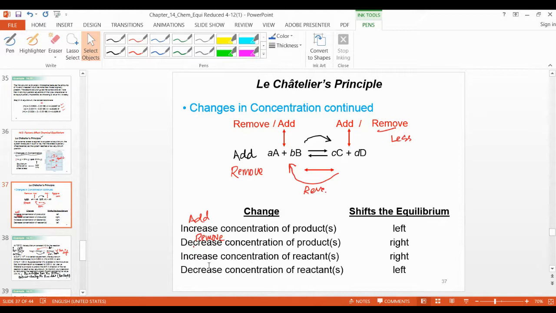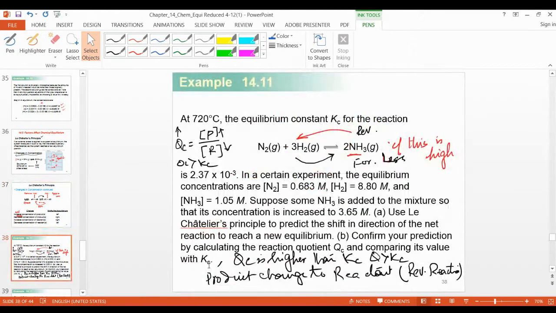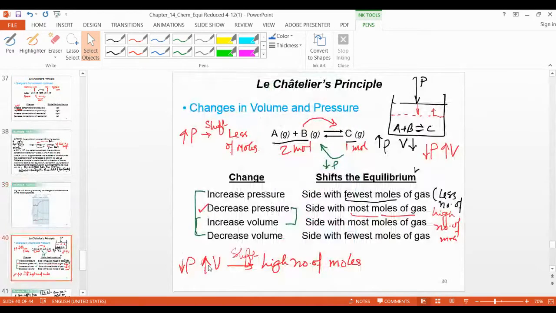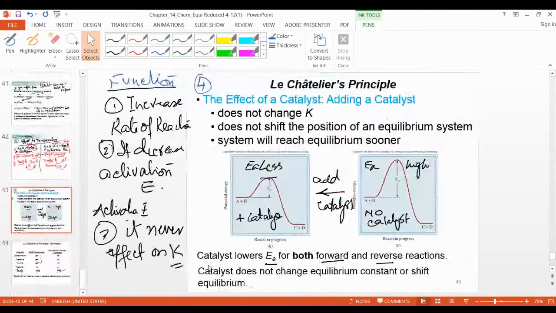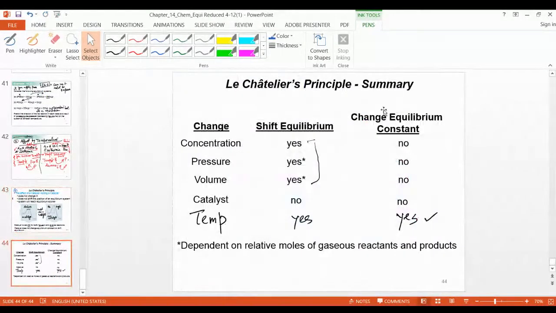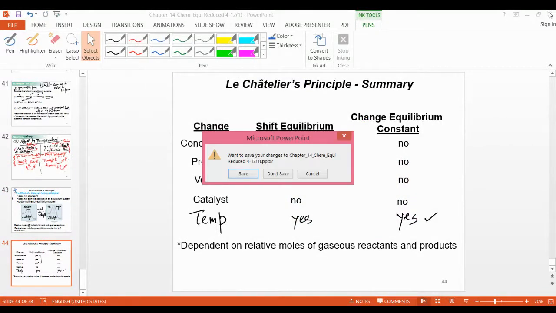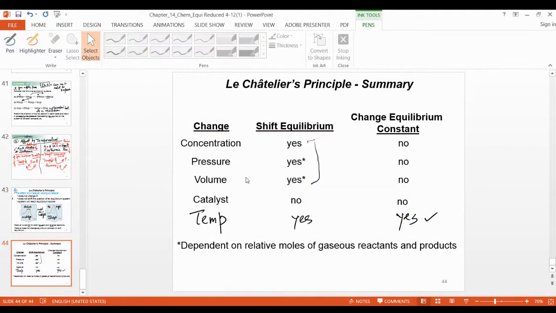This is Le Chatelier's principle: the effect of concentration, the effect of pressure, and the effect of temperature. This is easy and you can go through it. The effect of temperature I already explained in the exam, in the quiz. Remember that? I think this will be easy for you. Now, chapter 15. Oh, time is gone.